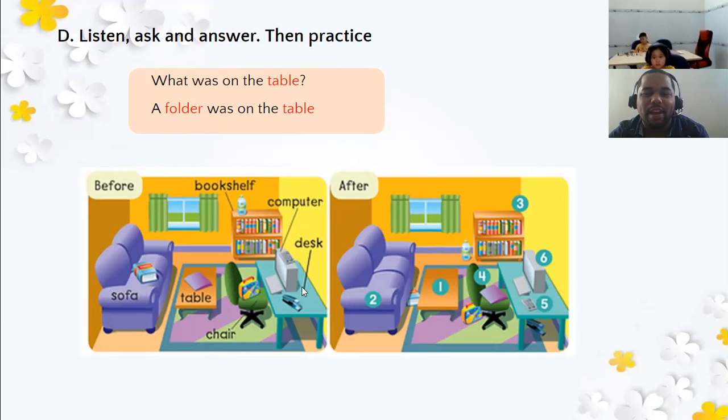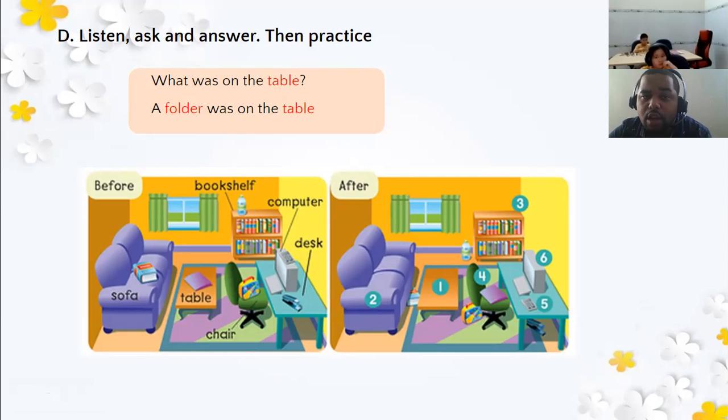Desk, that is correct. And the next one, what is the next one? Chair. Chair, good job. And the next one? Table. Table, that is correct. And what is the next one? Sofa. Sofa, that's right. So now this is what we are going to do.